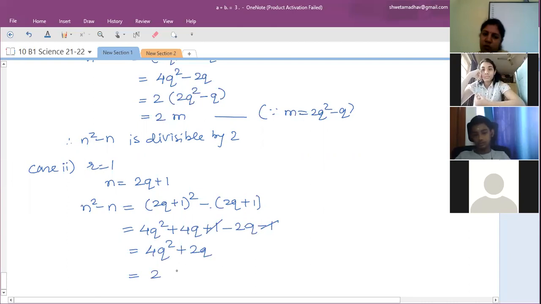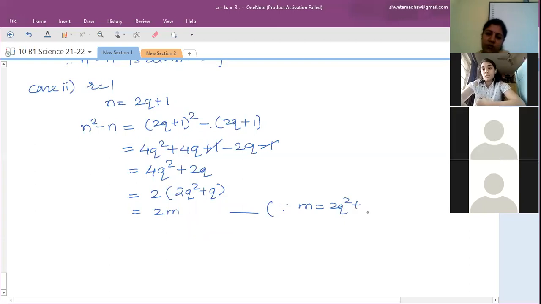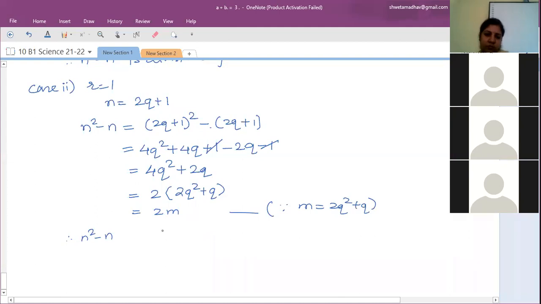You take 2 common again. So it is 2q square plus q. Again we got, that means it is of the form 2m, where m is equal to 2q square plus q. So this sign of therefore is also called where.